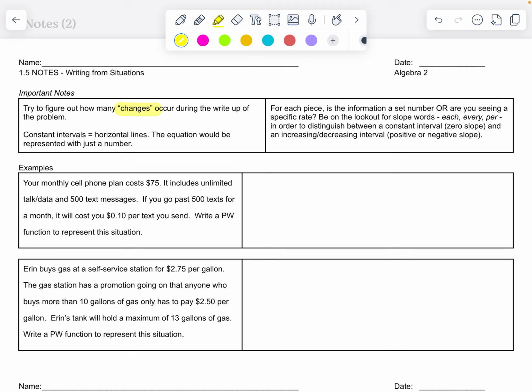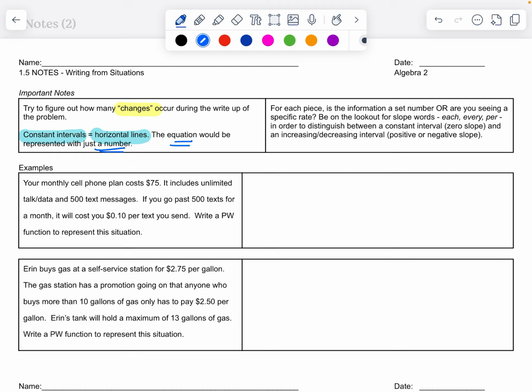Another thing to keep in mind is when we write out functions, whether it had been in Algebra 1 class or here in Algebra 2 class, if it is a constant interval, we know that we're going to have a horizontal line. What that means is that when I actually write out the equation, we're just going to have a number that's just going to keep it flat. There's going to be no slope to the scenario, so that will help us out with the horizontal line.